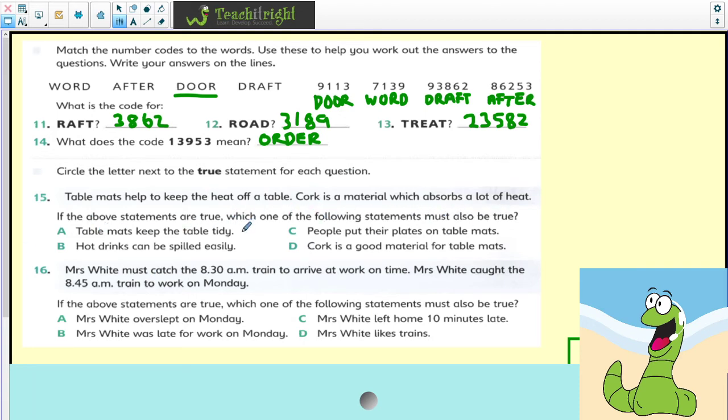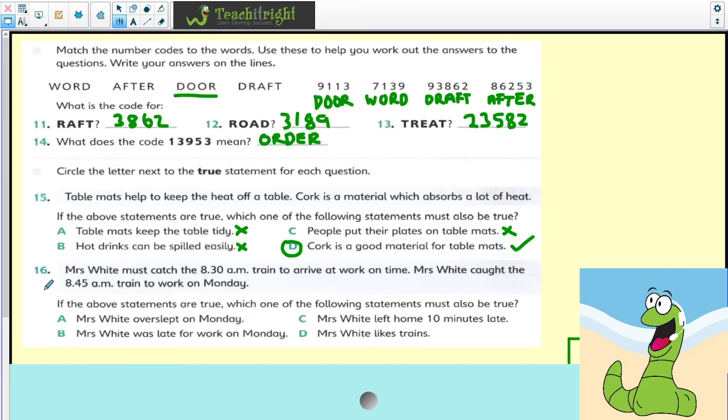Table mats keep the table tidy. Well, there's no mention of that within the sentences there. Hot drinks can be spilled easily. No. People put their plates on table mats. Yes, they probably do, but there's no sort of mention of that within the text. Remember, we've got to stick to what we know. And then cork is a good material for table mats, and that's actually the true statement.